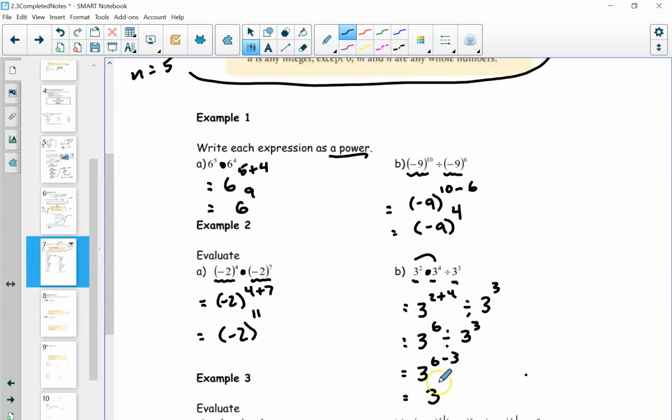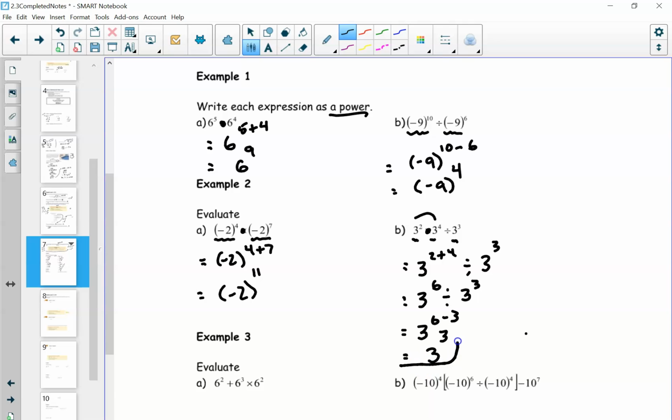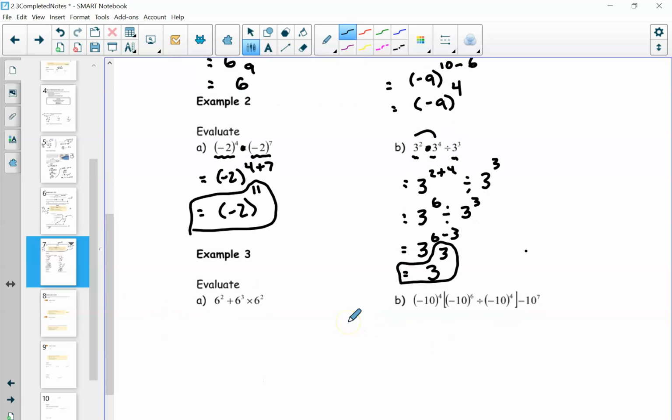3 to the power of 6 minus 3 is 3. So that's your final answer there, is 3 to the power of 3. This final answer is negative 2 to the power of 11. Do a couple more. All right, now we've got addition and multiplication along with our exponents.